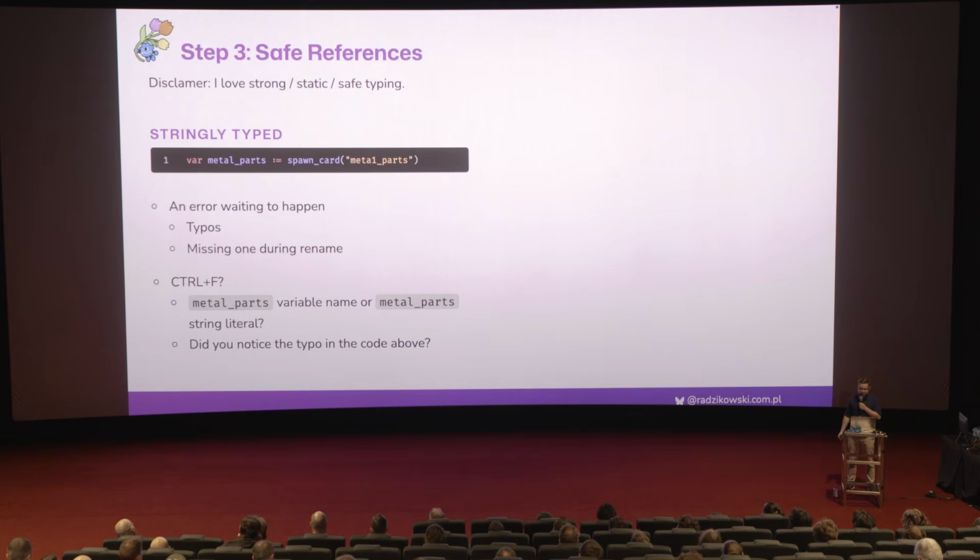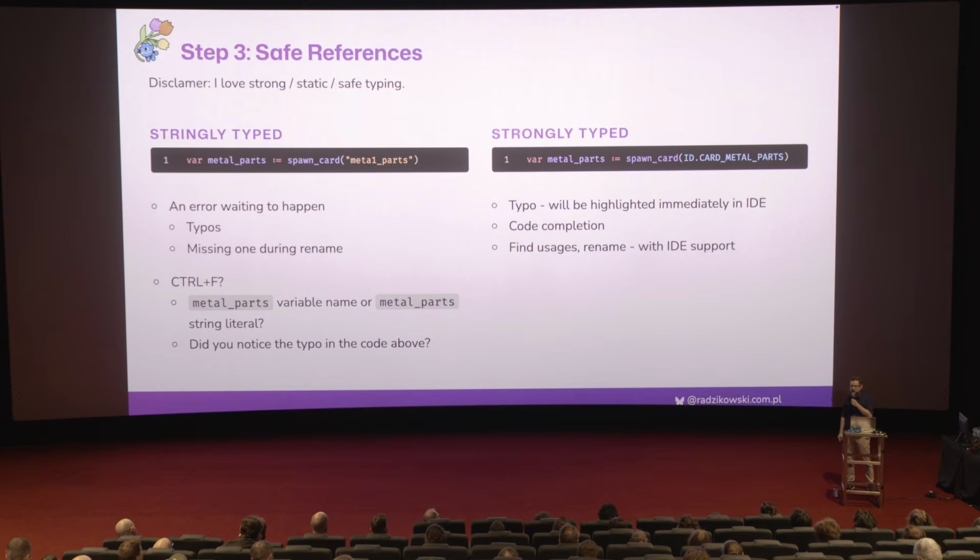So, what's the alternative? Strong typing. It would be awesome if we had constants that hold our card IDs. Then instead of putting a string where you can make a typo, you just reference a constant. You won't make typos because if you do, your IDE, your VS Code, your Godot editor, or whatever else you use will highlight it immediately. Also, you won't have to type everything because you type the first few letters and it will complete the rest for you. That's very nice. And if you want to find all usages, you just use your IDE to find usages, and you will find all usages of this ID that will not be mixed with similarly named variables.